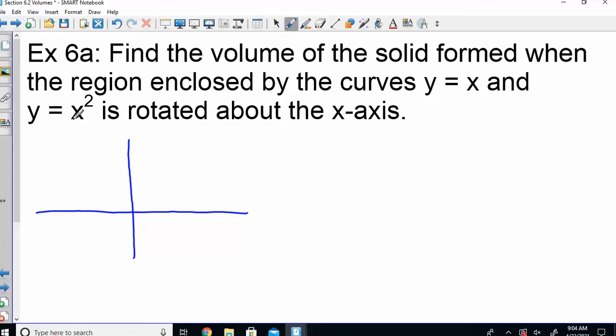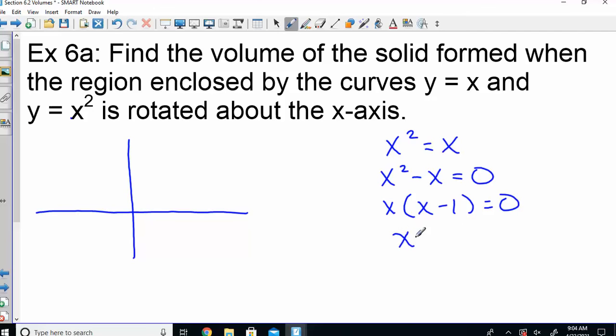Okay, let's set these things equal and find these intersection points. So I need to know when x squared equals x. If you subtract over your x and factor that out, we get our x to be 0 and 1. That's where our curves meet.